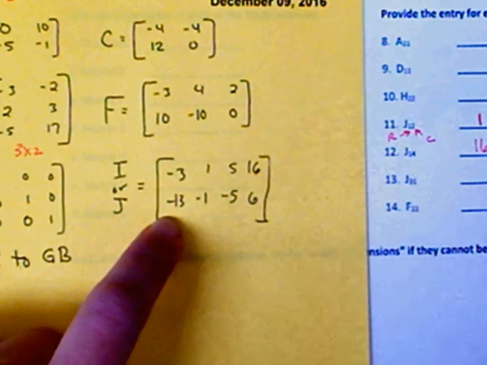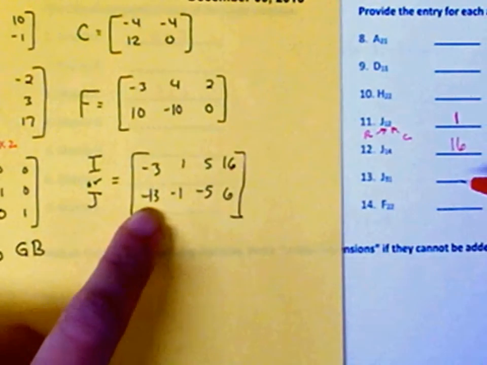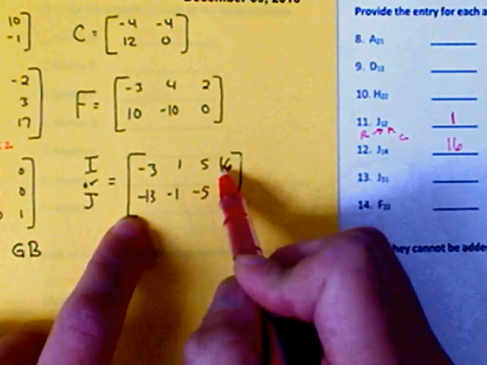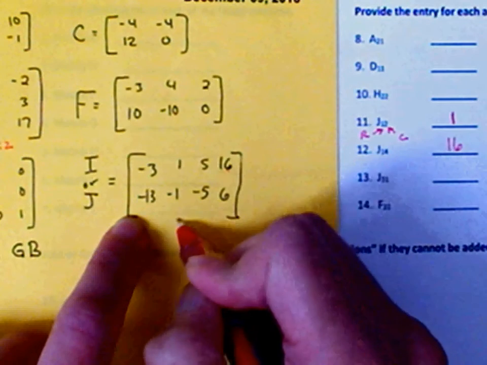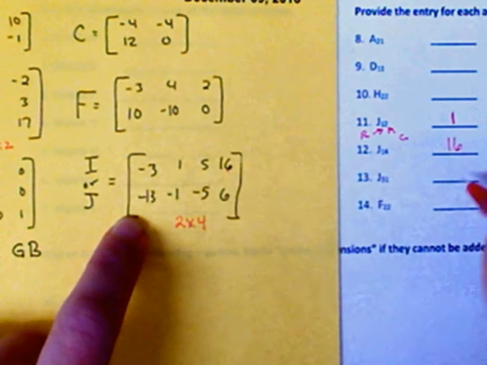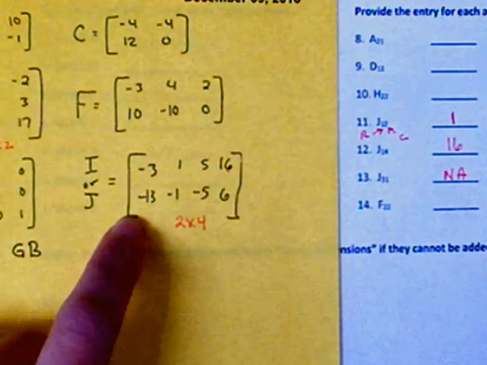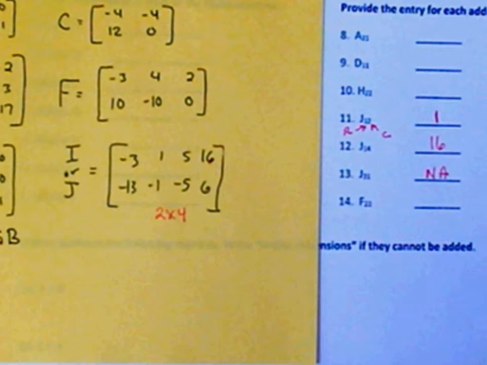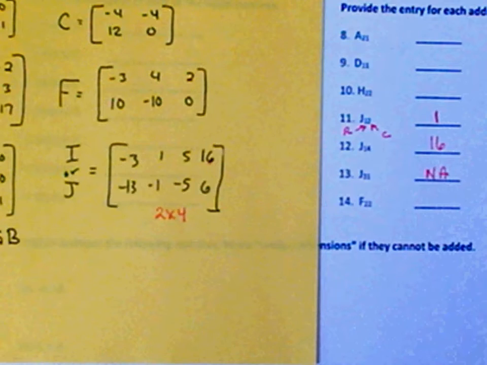Let's go ahead and go to 13. It says third row. I do not see a third row. This is a 2 by 4. So therefore, this one does not apply. And that's how you do the entry. Take a moment. I only did the J so you can see how I do it.